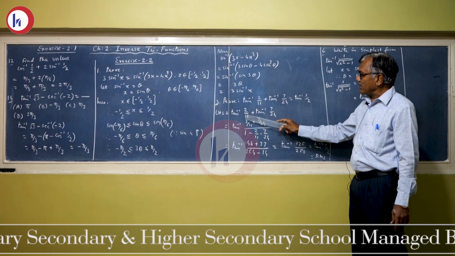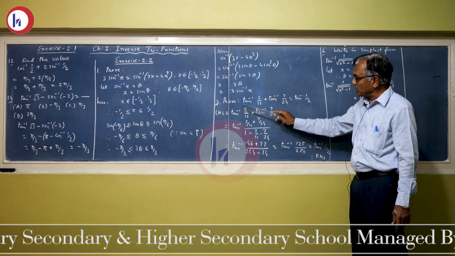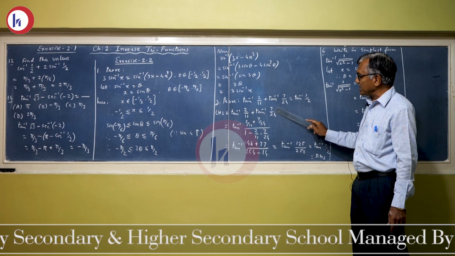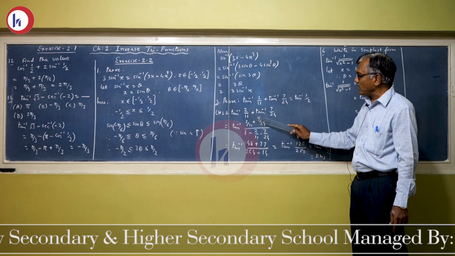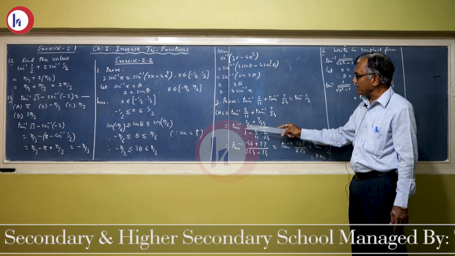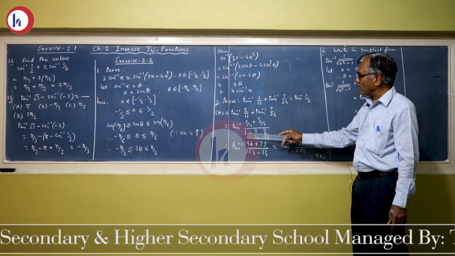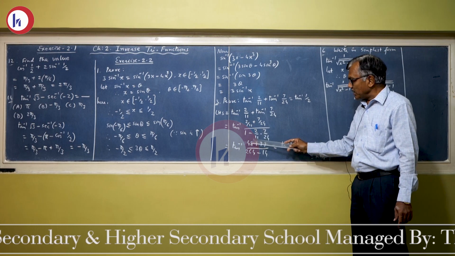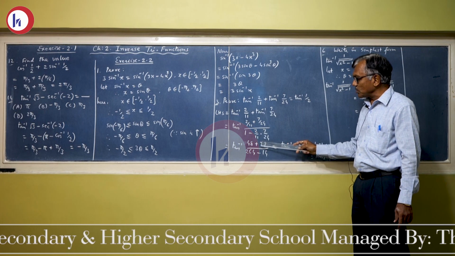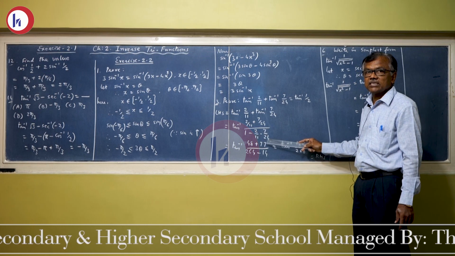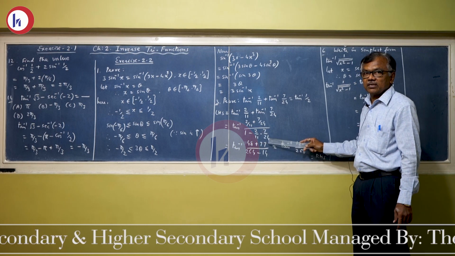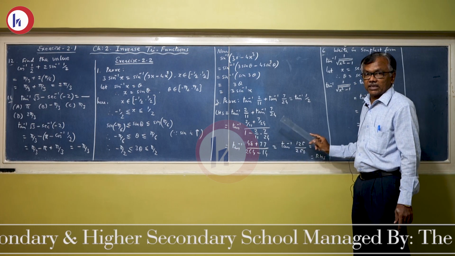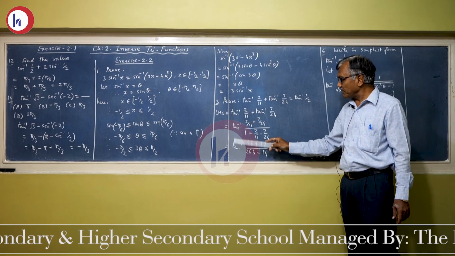Tan inverse 2 by 11 plus tan inverse 7 by 24. Assume that this is x and this is y. So tan inverse x plus tan inverse y equals tan inverse of x plus y upon 1 minus xy, that is 2 by 11 plus 7 by 24 upon 1 minus 2 by 11 into 7 by 24. Now remember, when you substitute the values, check whether xy is less than 1 or not. If it is less than 1, then proceed further. If it is greater than 1, then you have to add pi. That formula is there. Okay, simplify.